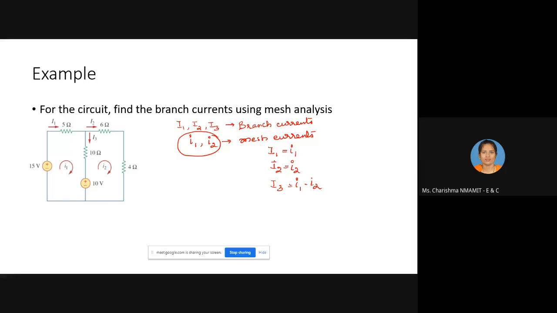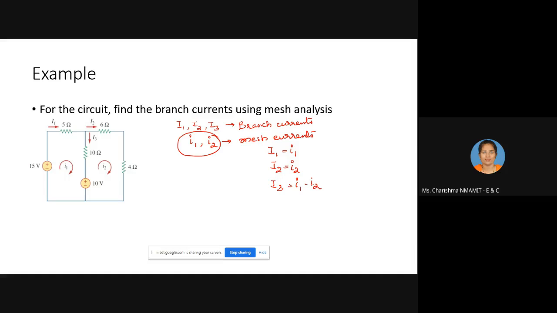The branch currents in terms of mesh currents: I1 is the same as mesh current 1, I2 is the same as mesh current 2, and since I3 flows in a branch common to mesh 1 and mesh 2, it is I1 minus I2. Why I1 minus I2? I3 is flowing in the downward direction, and the current I1 is also flowing in the same direction, whereas I2 is flowing in the upward direction, so I2 should be subtracted from I1.